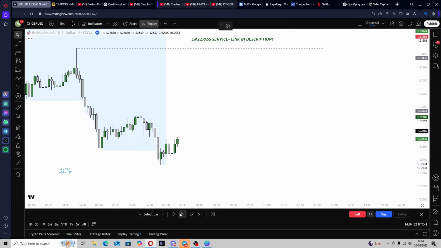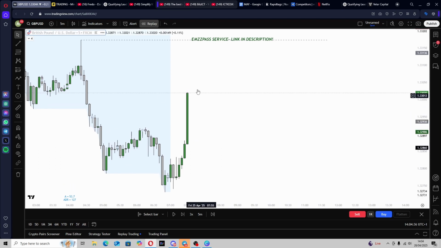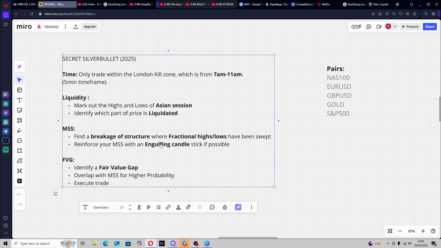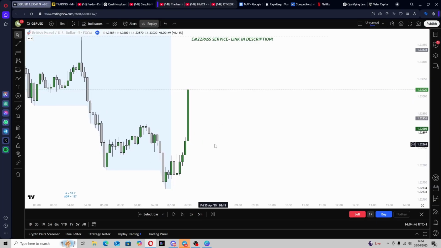So I'm going to play price forward now. You can see we're actually getting very, very high, and there we go. We've got a very big engulfing candlestick, which it says here. As you can see, reinforce your market structure shift with an engulfing candlestick if possible. As soon as we got this engulfing candlestick, what we need to do next becomes very, very simple.